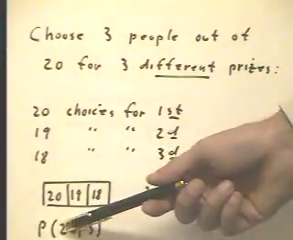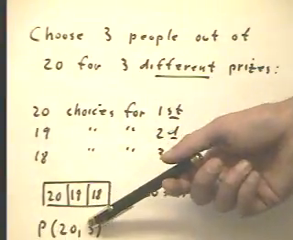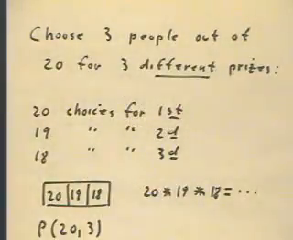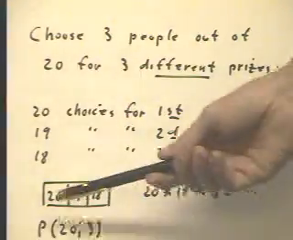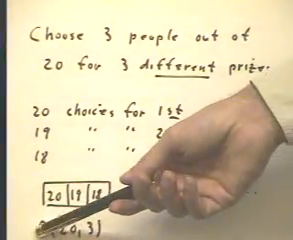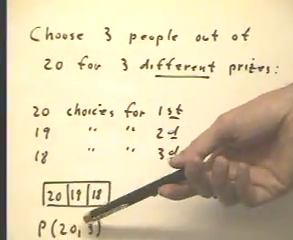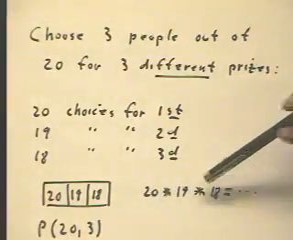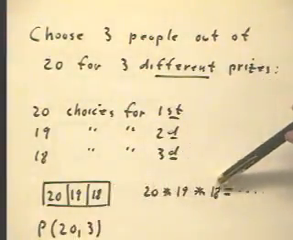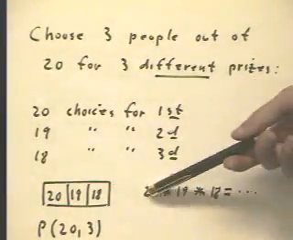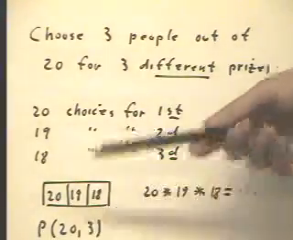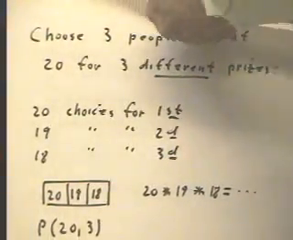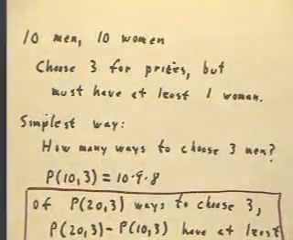We call this P of 20, comma 3. P stands for permutation. Permutation means that when we choose these people, the order in which we choose them matters. So we choose 3 people in order in P of 20, comma 3 ways, where P of 20, comma 3 is 20 times 19 times 18. The first number is the 20, and then we use 3 numbers, 20, 19, and 18. That's where the 3 comes in, and we'll see more about that in a minute. But you should see where those numbers come from even right now.